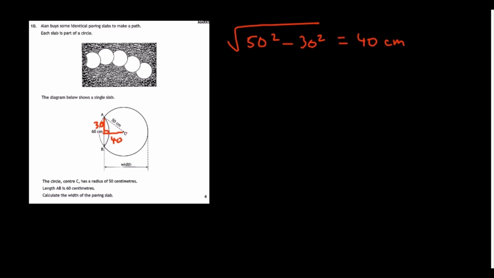And then this would be the radius of the circle, and we know that's 50 centimetres. So AC is a radius, and this is also a radius, so that would be 50. So the width would just be 50 plus 40, which is 90. So that would be 90 centimetres. So width equals 50 plus 40, which is 90.